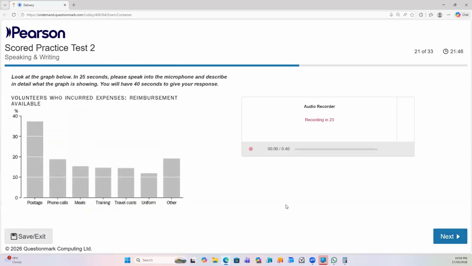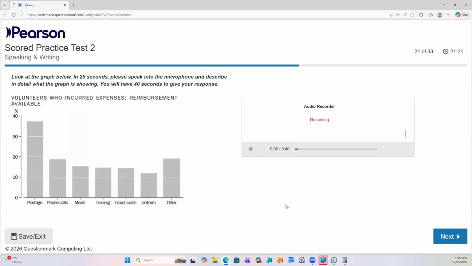The bar chart provides information about volunteers who incurred expenses, reimbursement available. X-axis shows the volunteers' expenses. Y-axis shows the reimbursement percentage, 0 to 40%. Okay, highest is the postage, which is less than 40%. Lowest is uniform, less than 20%.